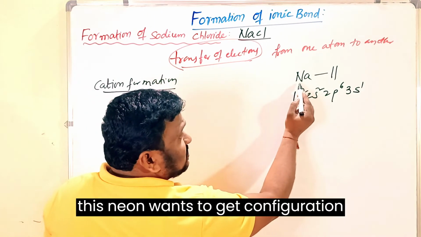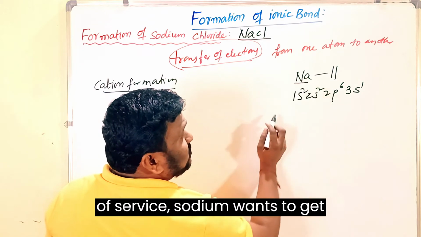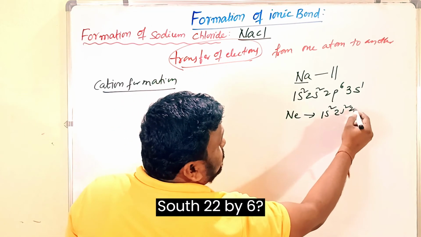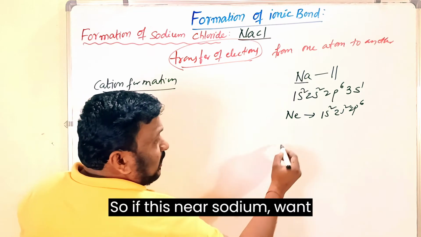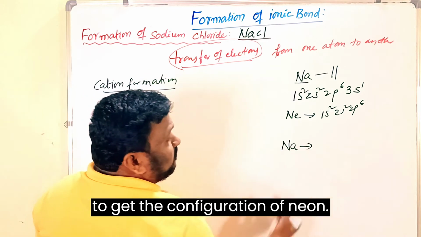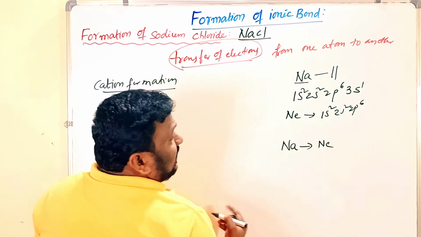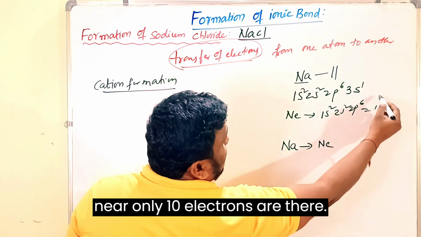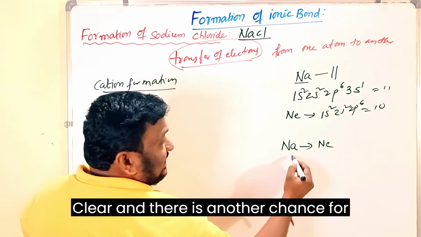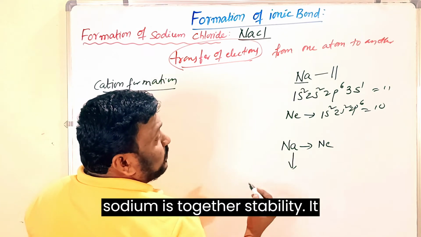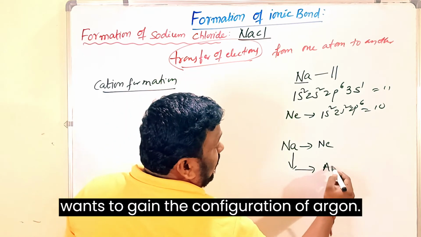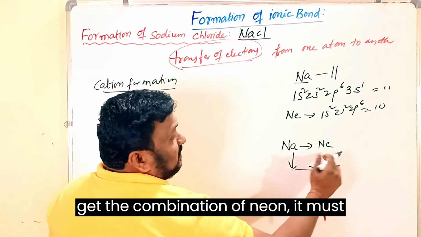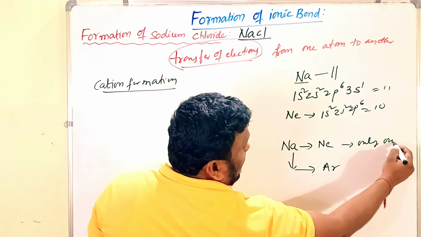So this sodium wants to get the configuration of neon. What is the neon configuration? 1s2, 2s2, 2p6. If sodium wants to get the configuration of neon, it must lose one electron, because here 11 electrons are there, but for neon only 10 electrons are there. Clear? Another possibility for sodium to get stability is to gain the configuration of argon. Clear? But if sodium wants the configuration of neon, it must lose only one electron.